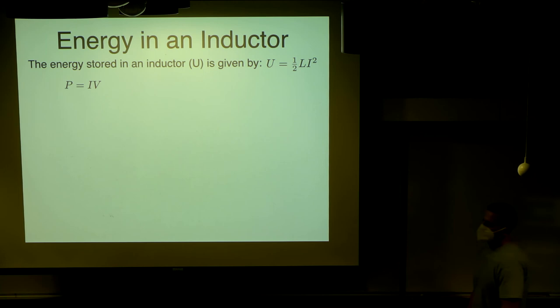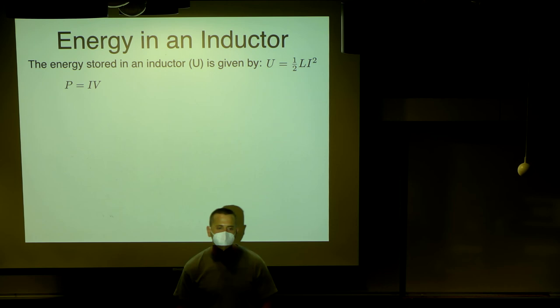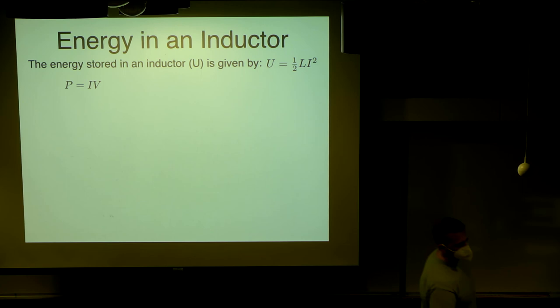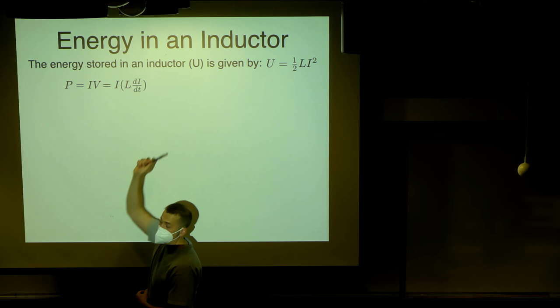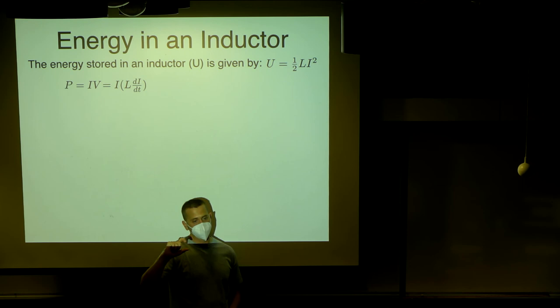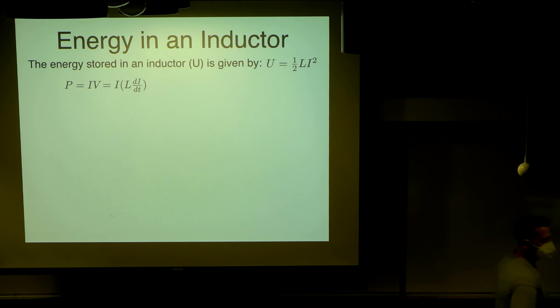You guys remember this formula for power? So the power output of any device is given by I times V, where I is the current that runs through it, and V is the voltage across it, right? Well, if we're talking about an inductor, we know that the voltage across it, we just derived that, is L, the inductance, times di/dt. Okay, we just showed that a second ago. So I'm replacing L times di/dt for the voltage, okay?